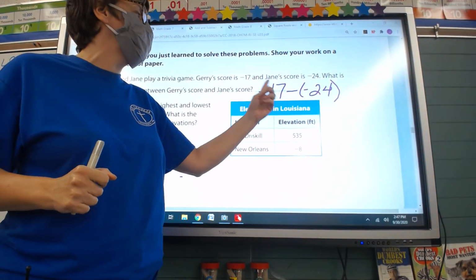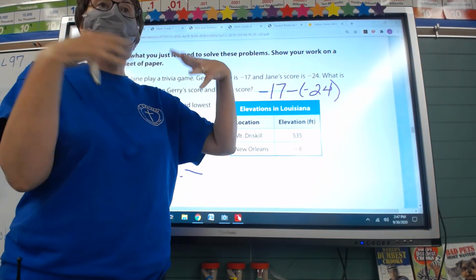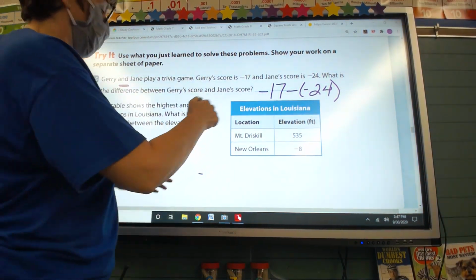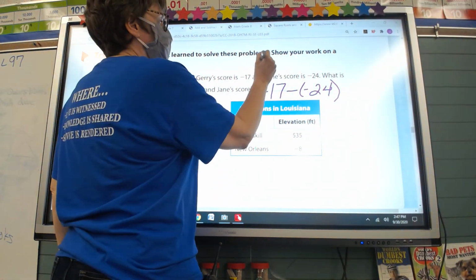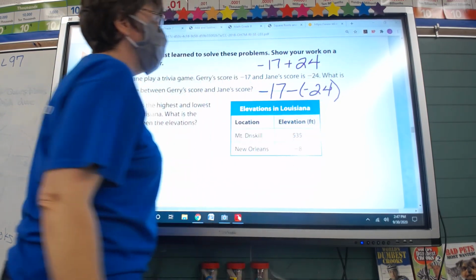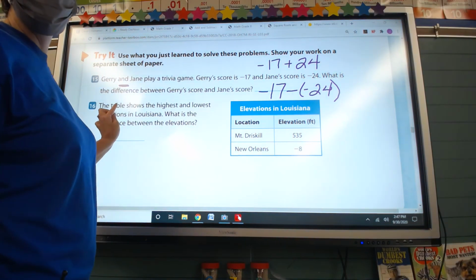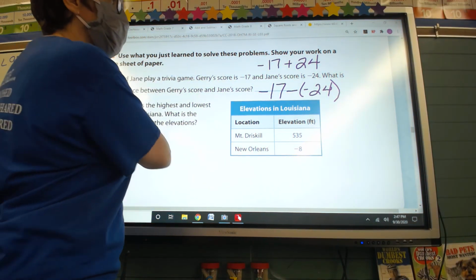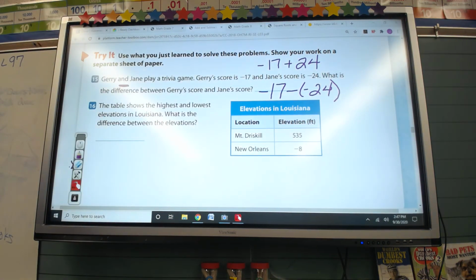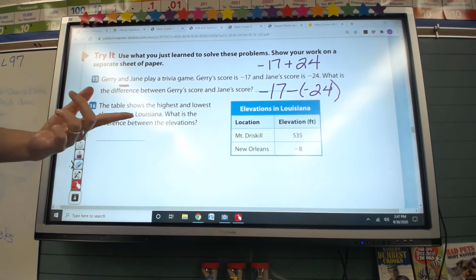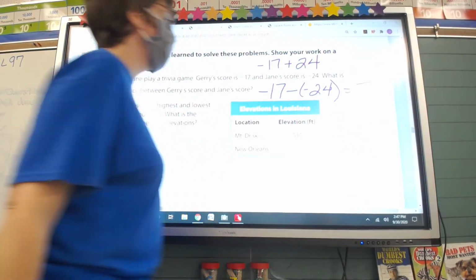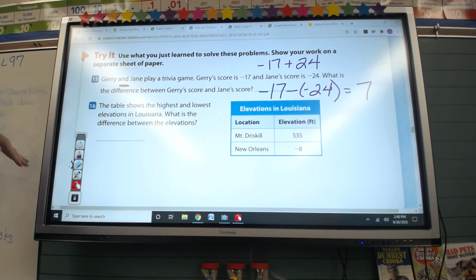I want somebody to do the keep, change, opposite. And then let's figure out the answer. Landon, what will it look like when I do keep, change, opposite? I'm going to write it up top. Negative 17 plus 24. So on my number line, I would put my finger on negative 17, and then which way am I going? To the right 24. Equals, I shouldn't say it, but I know what it equals. No, give me the answer. What does it equal? It equals 7. So you can get candy. This equals 7. So the difference between their scores is 7.